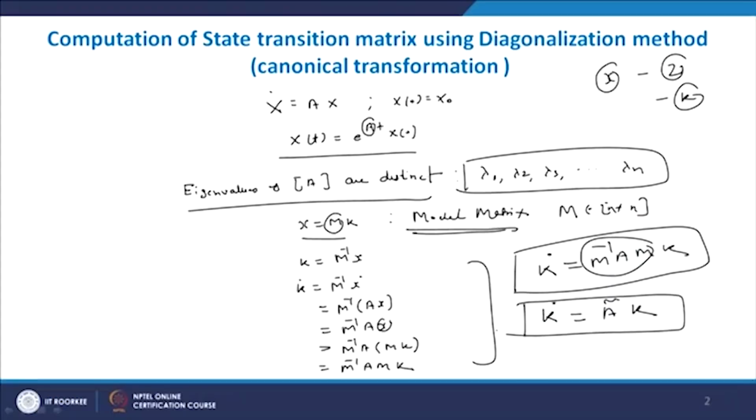Just like x dot equals A x, for which we determined x of t, here also, because we have the equation in terms of k, k dot equals A bar into k, we can get k of t. But the question of e raised to A t remains. Afterwards, we will correlate k of t and e raised to A t. Now, in this particular case, as I told earlier, A bar is nothing but the matrix involving the eigenvalues lambda 1, lambda 2 up to lambda n.